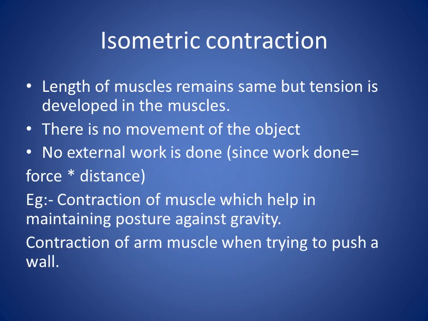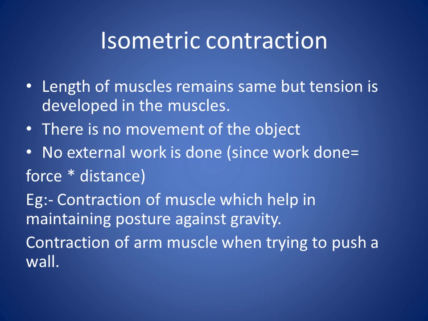Now coming to isometric contraction. What is isometric contraction? By the name you can see, metric means length and iso means the length will remain the same. The length of the muscle remains the same, but the tension is developed in the muscle, and thus there is no movement of the object because there is no change in length. Since work done is a product of force and distance, therefore in isometric contraction no external work is done because there is no change in length, that is no distance is covered. How the muscle length remains the same in an isometric contraction will be depicted in the picture in the next slide.